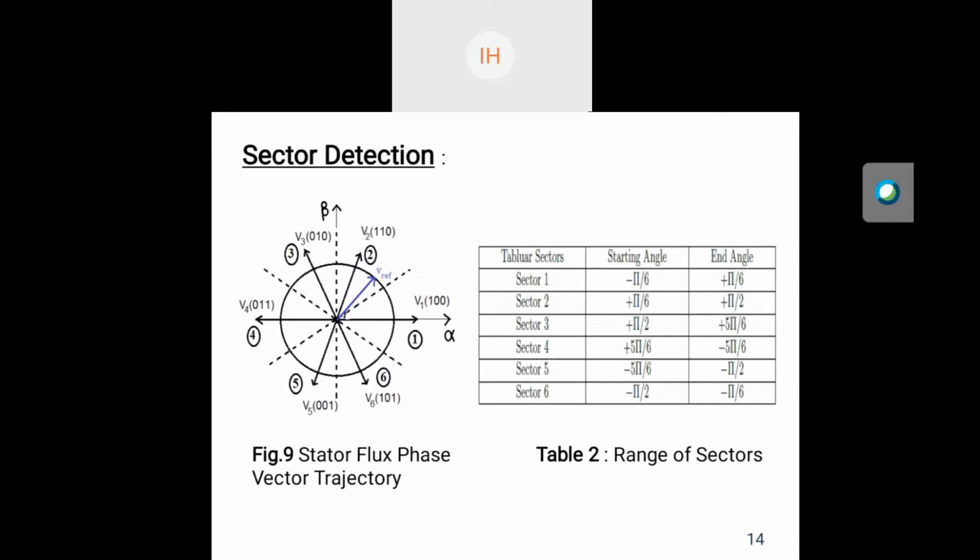The sector angle can be calculated as tan inverse of psi_s beta divided by psi_s alpha. Psi_s beta is the flux linkage component along the beta direction, and psi_s alpha is the flux linkage component along the alpha direction. So here the angle range for sector 1 is minus 30 degrees to plus 30 degrees, and for all 6 sectors it is given in table 2, and it is also shown in the alpha-beta plane in figure 9.